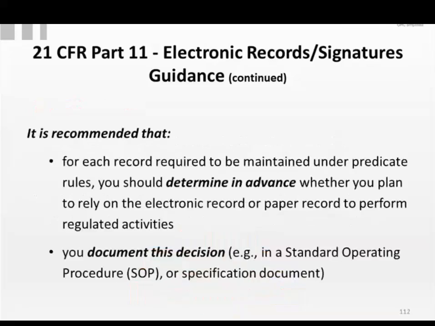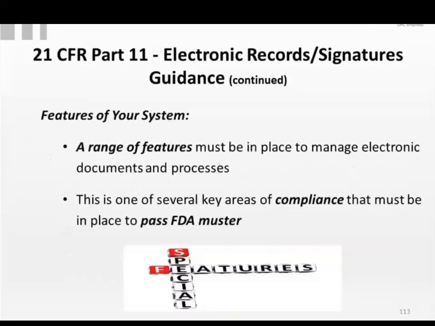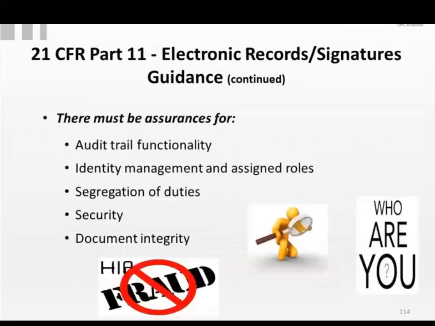Determine in advance and document that you're going to use electronic records or signatures. And make sure you have a range of features in your system to be able to handle it, audit trail being one of the most important. Identity management, assigned roles, segregation of duties, security, document integrity. All of these things should be built into your system capability.